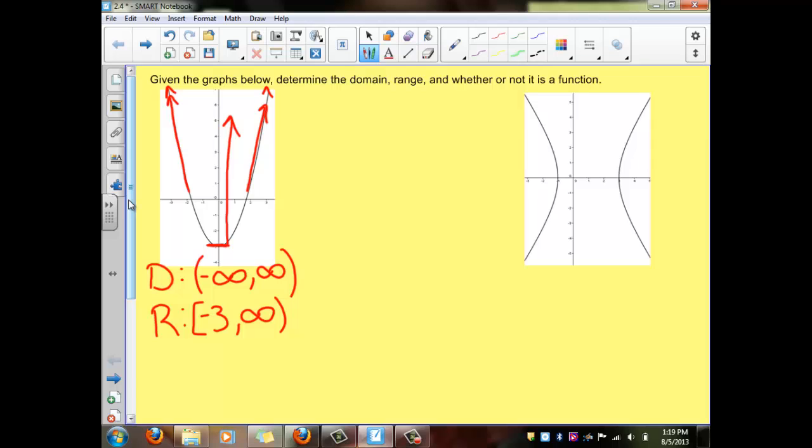And now to decide if it's a function, are there any vertical lines that we could draw where we'd cross this graph more than once? Well, no. So this is a function.